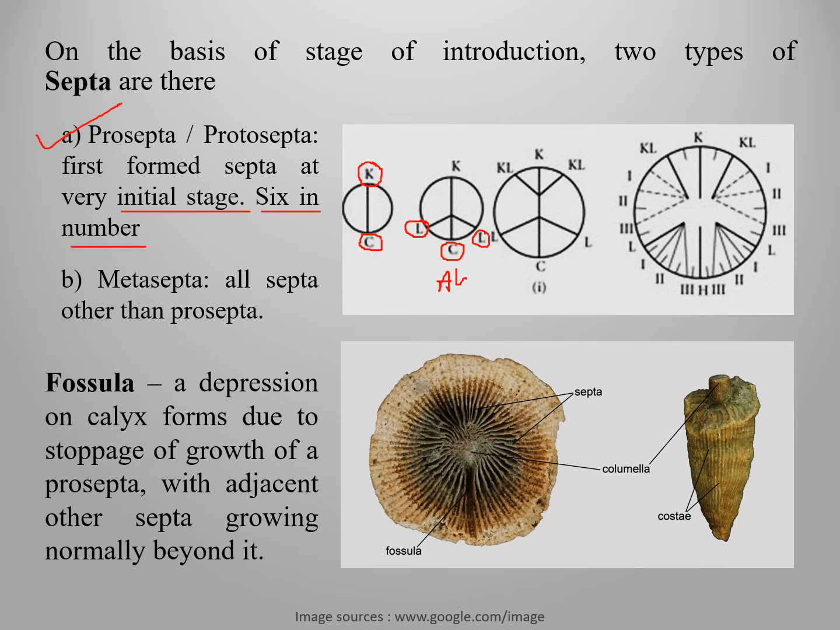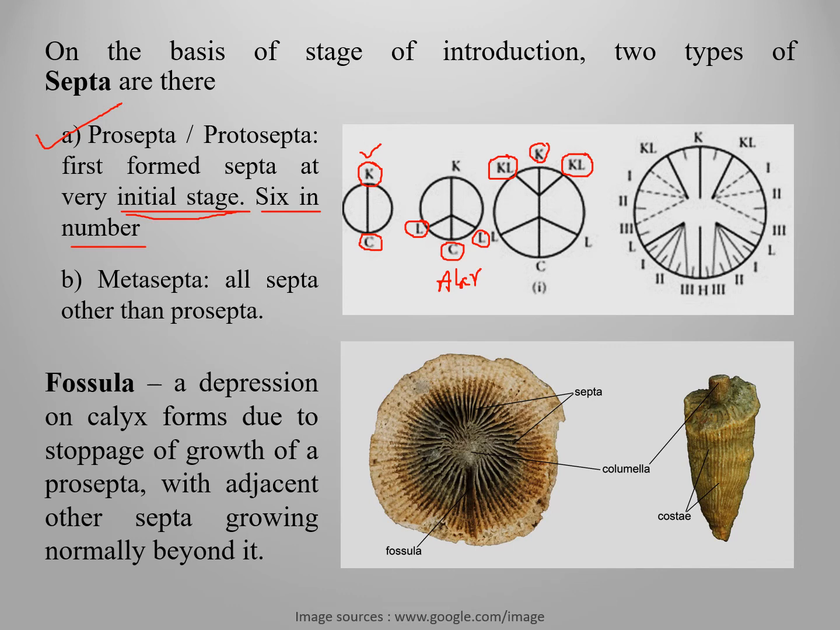Similarly, at the side of the counter cardinal septum, there also occur two septa symbolized as K and L. These are known as counter lateral septa. These six septa, one cardinal septum, one counter cardinal septum, two alar septa, and two counter lateral septa, are the six septa which form at a very early stage of the corallite. These are known as prosepta or protosepta.